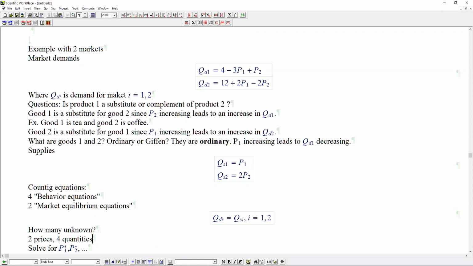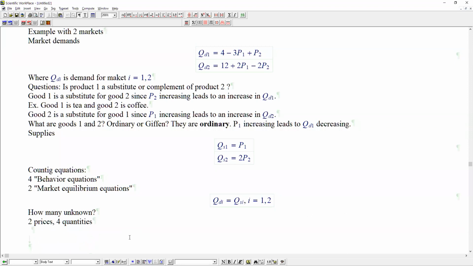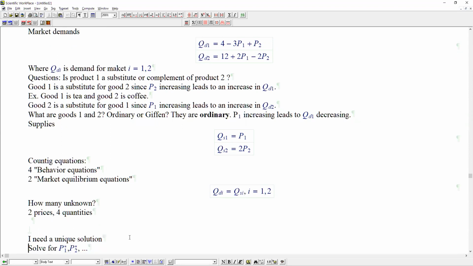Not exactly. You might find that QSi doesn't equal QDi. Yes, exactly. I need a unique solution. And that's what we're going to see: sometimes it happens, sometimes it doesn't. So let's go for it.